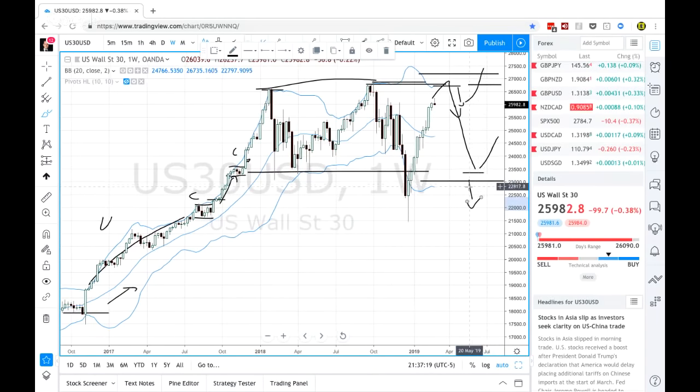Okay. So here's the outlook for US30, the Dow Jones 30.